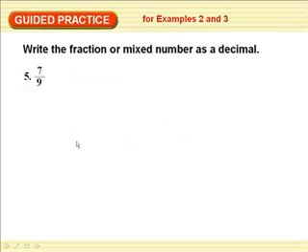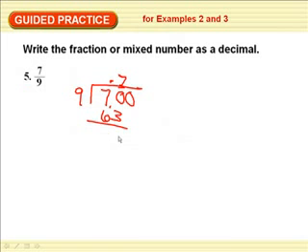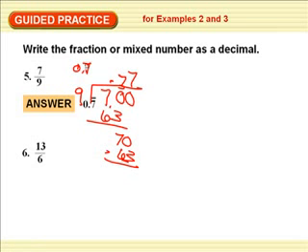Okay, so write the fraction or mixed number as a decimal. So 7 divided by 9. 9 goes in there 7 times, which is 63. Subtract, you get 7. 63, what's happening? So it's 0.7 and the 7 is repeating.